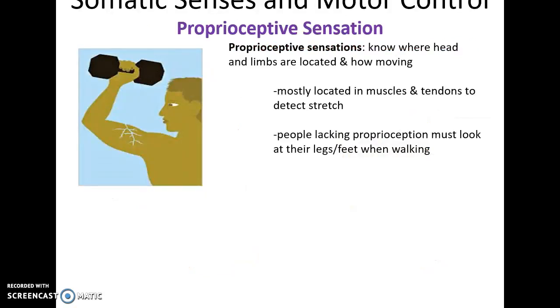Proprioceptive sensations. These are sensations that help us know where our head and limbs are located, how they are moving. They're associated with muscles and tendons, the stretch of these muscles and these tendons. And it turns out that people who lack proprioceptive sensational input have trouble doing things that we take for granted. For instance, since they don't really know where their legs are, they have to look at their legs and feet when walking.